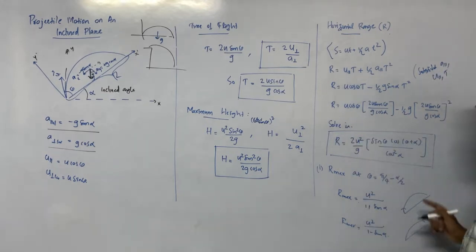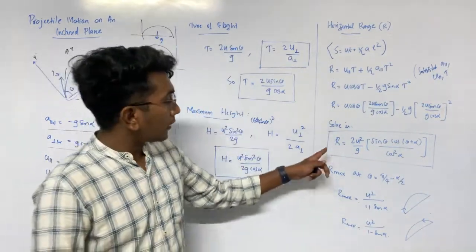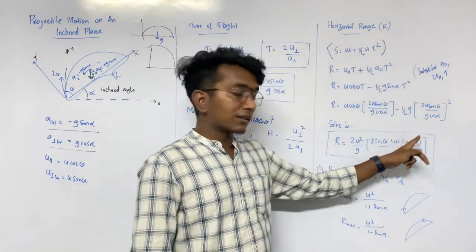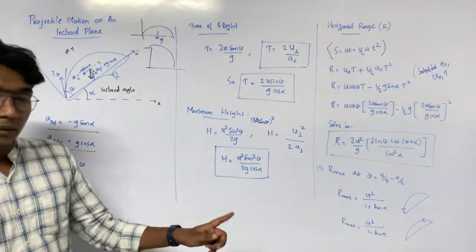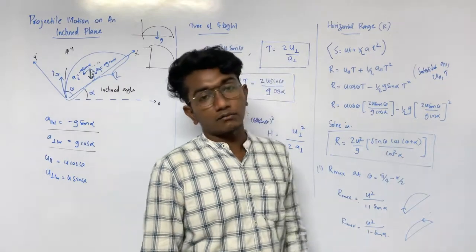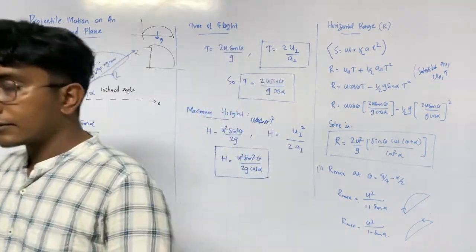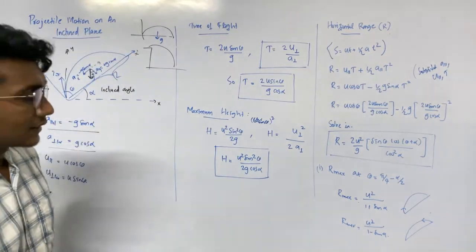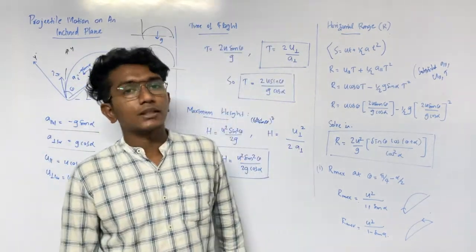Then solve it, and R will become 2u square by g into sin theta into cos of theta plus alpha divided by cos square alpha. This is a very important formula. Keep it in your mind: sin theta into cos of theta plus alpha divided by cos square alpha. Using derivatives, maxima and minima, which you haven't studied yet, you will get the idea when you study it.